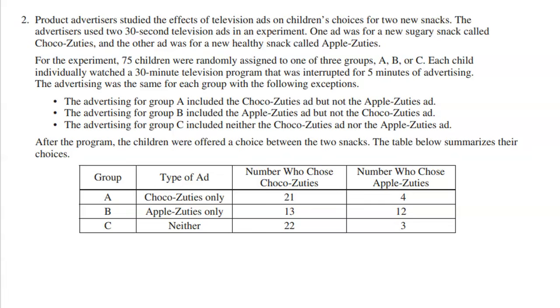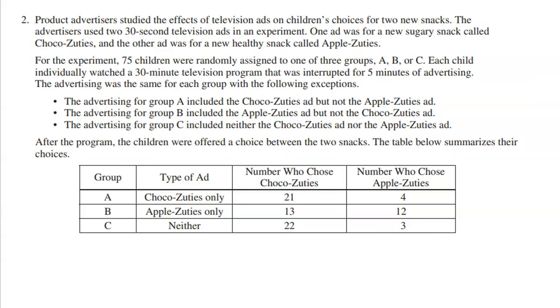So in Group A, where they only watched the Cocoa Zooties ad, 21 kids chose Cocoa Zooties, 4 chose Apple Zooties. In Group B, only watching the Apple Zooties ad, 13 kids chose the Cocoa Zooties, 12 chose the Apple Zooties. And in Group C, where neither ad was shown, 22 kids chose the Cocoa Zooties and only 3 chose the Apple Zooties. All right, so let's dive into what the question is.